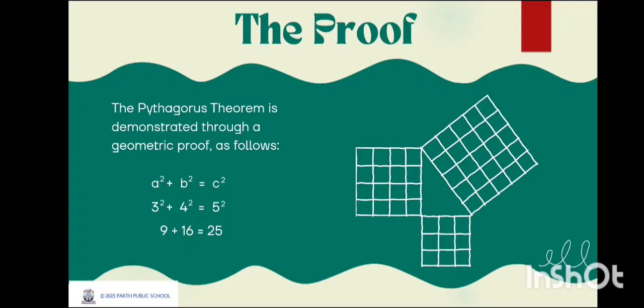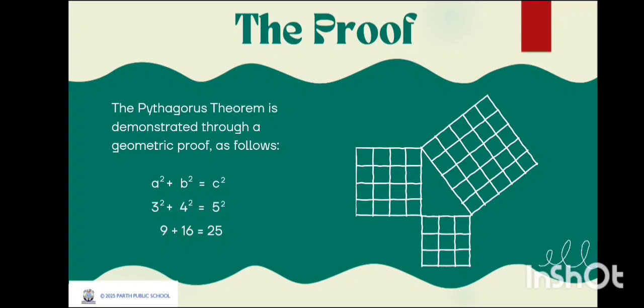Here we are giving a geometrical proof of Pythagoras theorem, which is a square plus b square is equal to c square. Suppose here we have taken perpendicular as 3 units, base as 4 units, then the hypotenuse of the right angle triangle would be 5 units, because 3 square is 9, 4 square is 16, and the sum of 9 and 16 is 25, which is equal to 5 square. So the length of the hypotenuse will be 5.